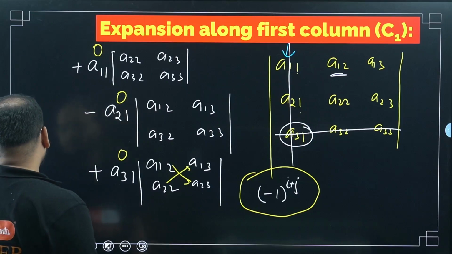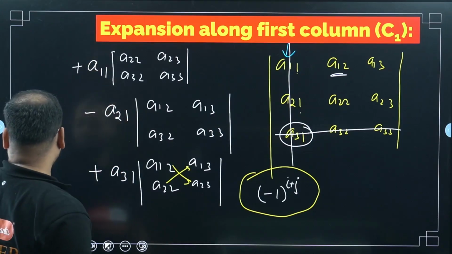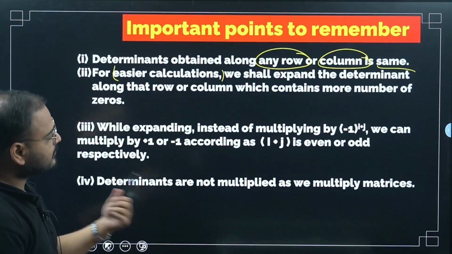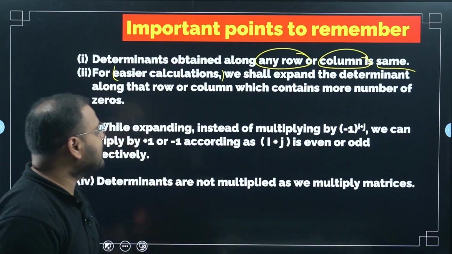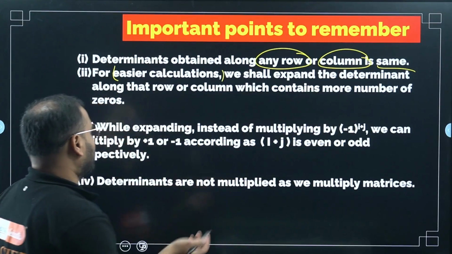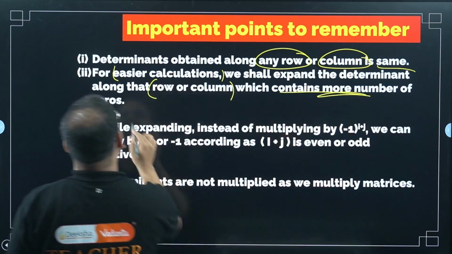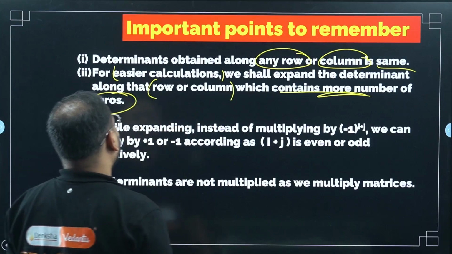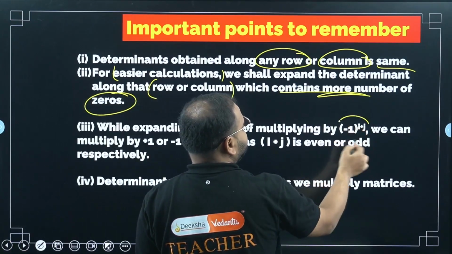So basically, it's easier to find the determinant when we have more zeros in a given row or column. So whenever we are expanding to find the determinant, try to consider the row or column which has more zeros. Okay, sir.